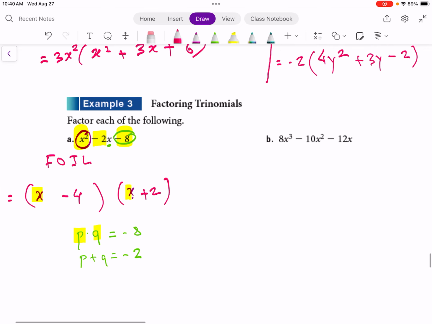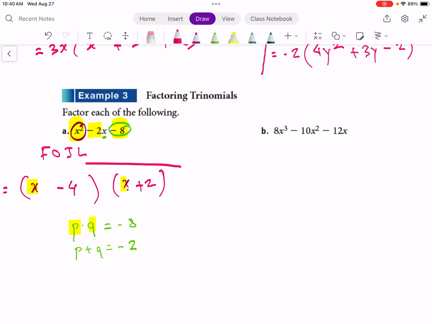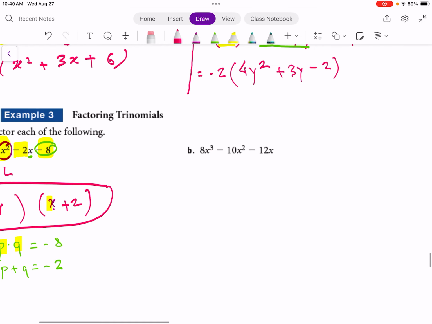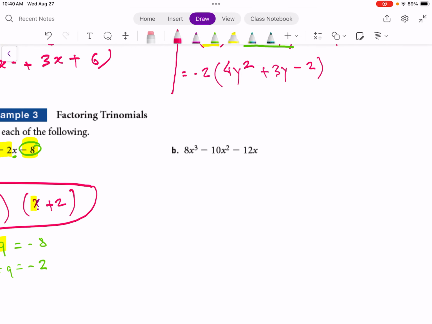Now let's go to number b. So this is the final answer: x minus 4 times x plus 2. Here we have 8x cube, negative 10x square, negative 12x. We are asked to factorize. What is the first step of factorization? Finding the common factor from each term.